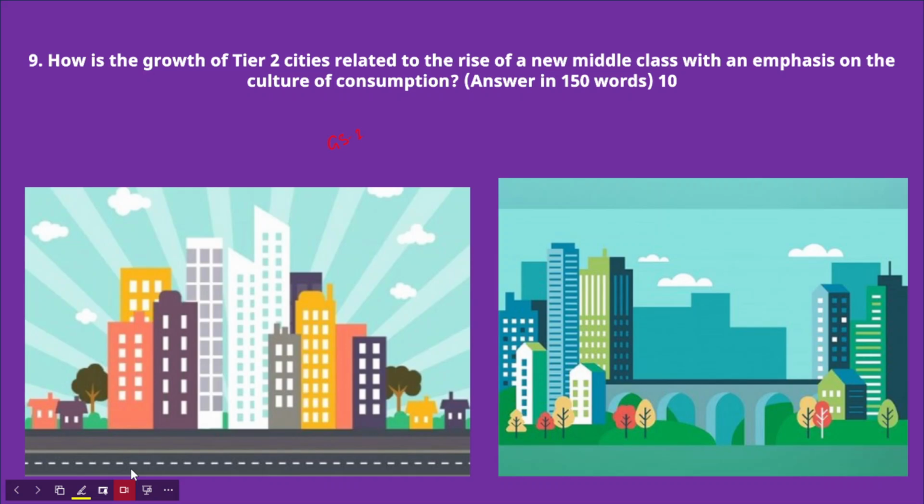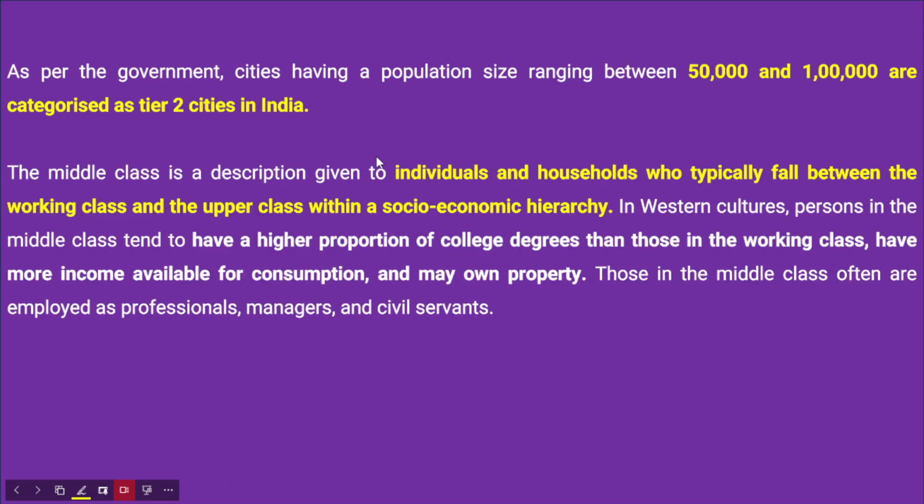Because the middle class is one of the largest consumer groups in those cities, and that has been fueling the rapid growth of tier 2 cities, and they are even competing with the tier 1 cities. Now in this context we need to understand the definition of tier 2 cities. In the introduction itself you have to write the definition of tier 2 cities, what exactly constitutes a tier 2 city. As per the government definition, a city which has around 50,000 to 1 lakh population is categorized as a tier 2 city.